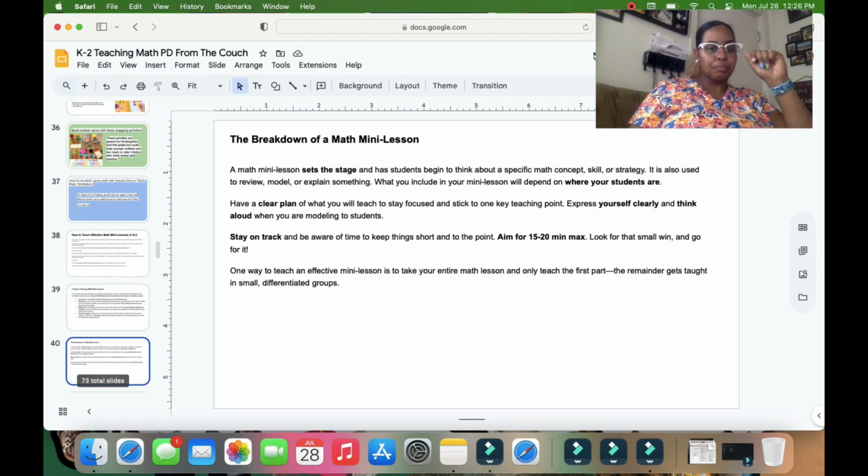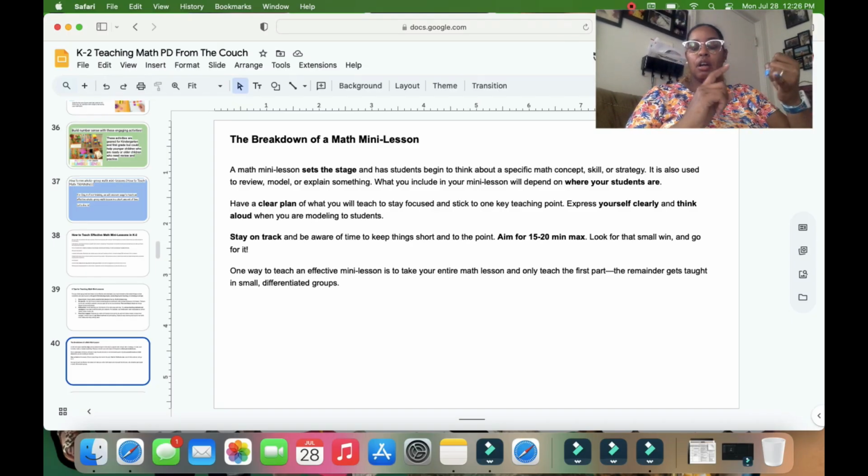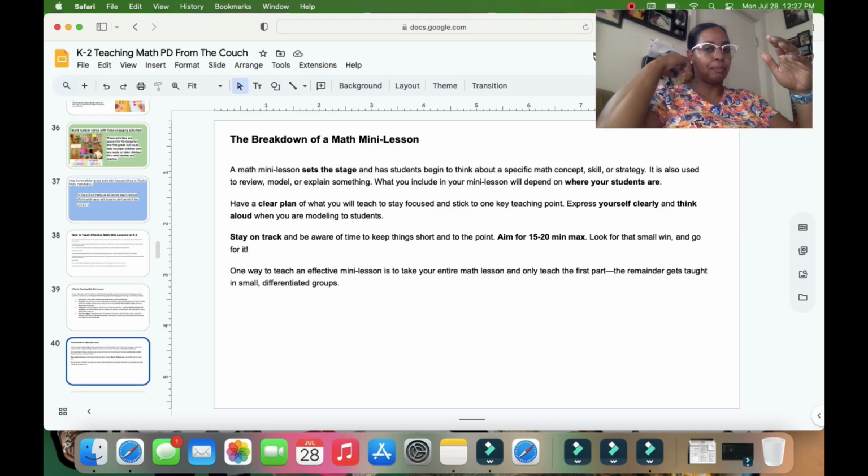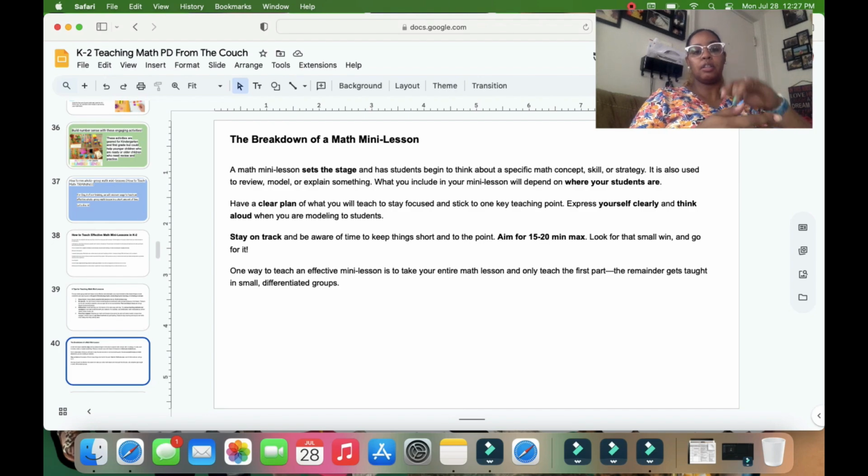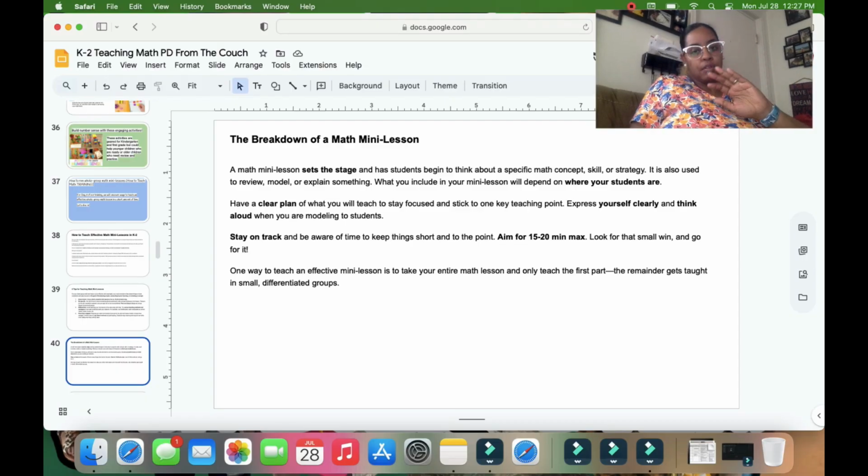The breakdown of a math mini lesson is that it sets the stage, and it lets you know where your kids are and what review or model they're going to use. It gives you a clear plan of what you will teach, to stay focused and stick to one key teaching point, expressing yourself clearly and thinking aloud when you're modeling it to students. So stay on track, be aware of time, keep things straight and simple to the point, aim for just 15 to 20 minutes, and look for that small win and go for it.